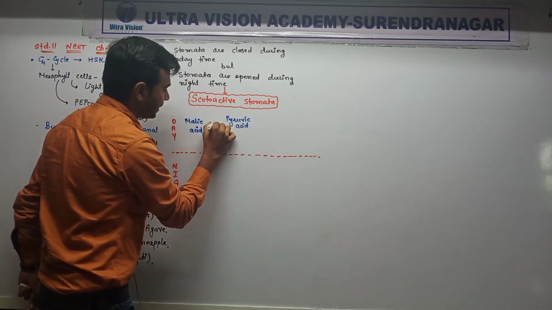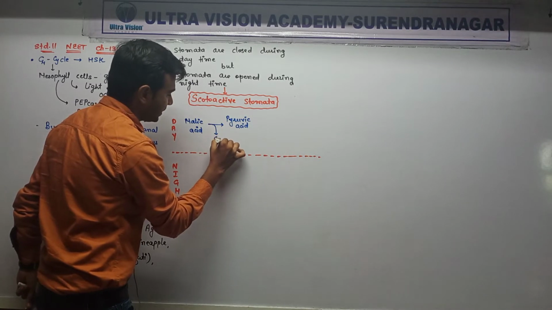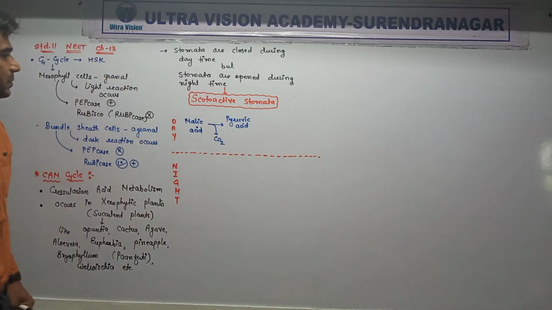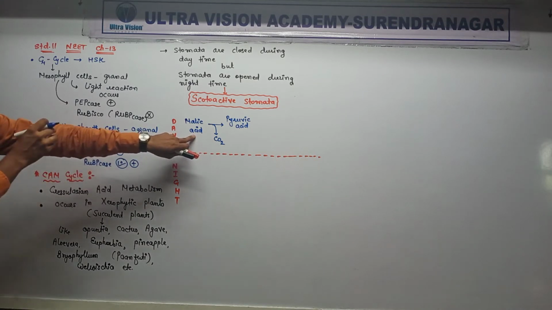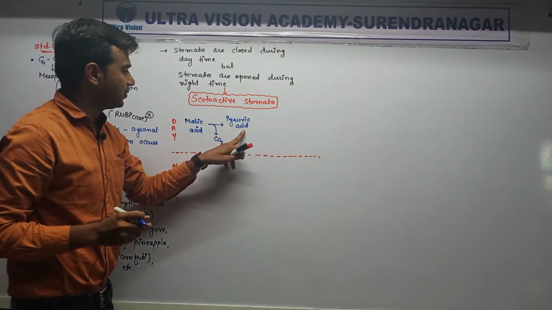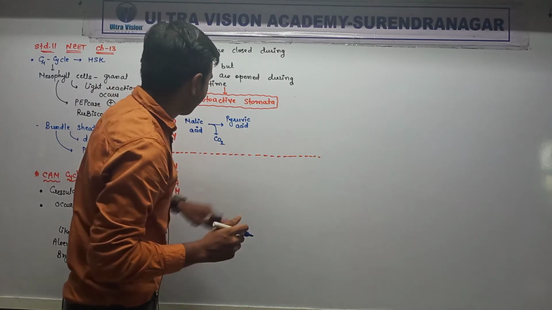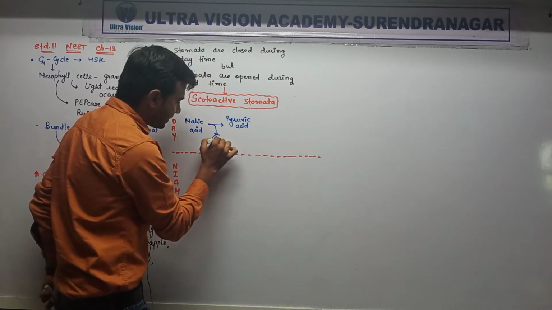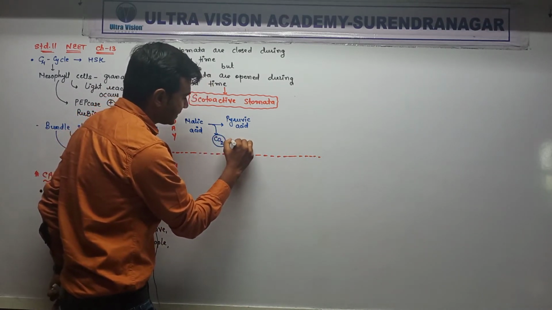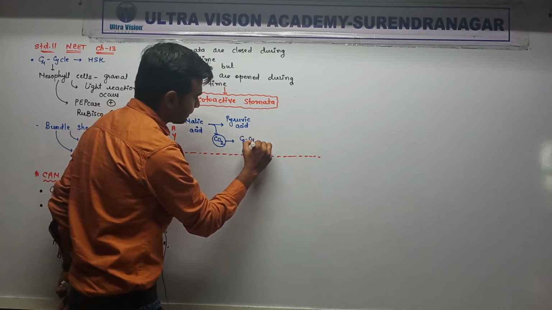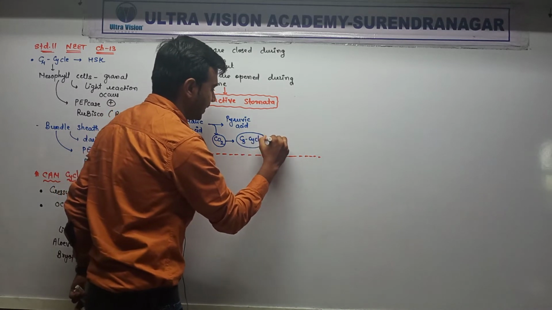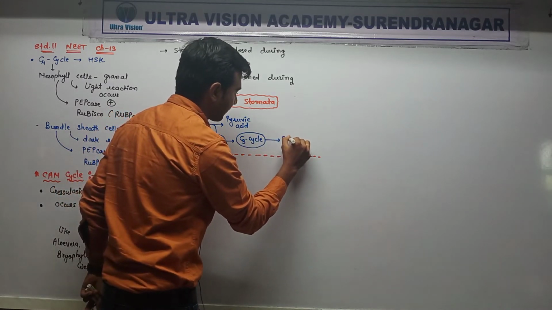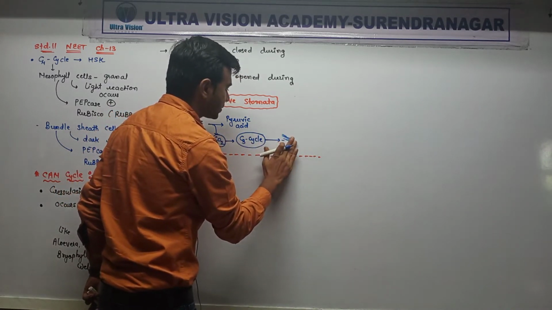But you know that in the formation of pyruvic acid from malic acid, malic acid is a 4 carbon molecule, whereas pyruvic acid is a 3 carbon molecule. So the released carbon dioxide enters the C3 cycle, and then it produces sugar, or glucose.